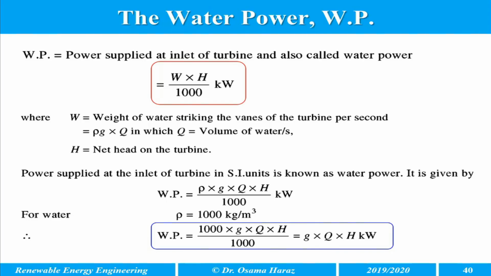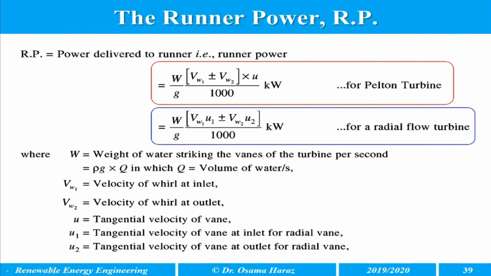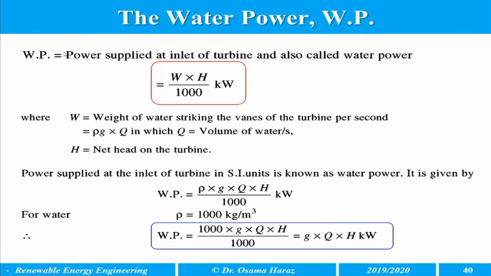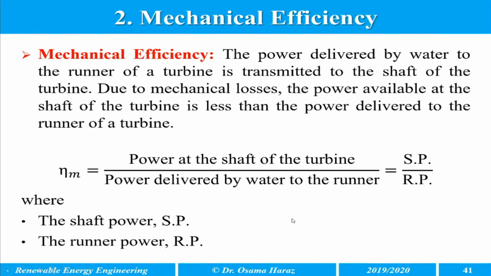Power supplied at the inlet of the turbine in SI units is known as the water power, and is given by rho G Q H over 1000 in kilowatts, where rho, the density of water, is 1000 kilogram per meter cube. So we can write WP in the form G Q H in kilowatts. Once you know the runner power, RP, and the water power, you can calculate the hydraulic efficiency. This is the first type.